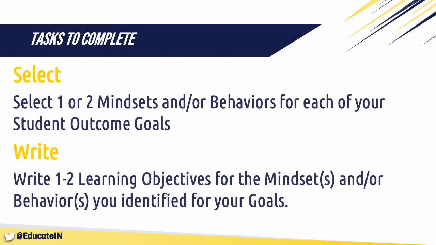Your tasks to complete for selecting your mindsets and behaviors and learning objectives are: 1. Select 1 or 2 mindsets and behaviors for each of your student outcome goals. 2. Write 1 to 2 learning objectives for the mindsets and/or behaviors you identified for your goals.